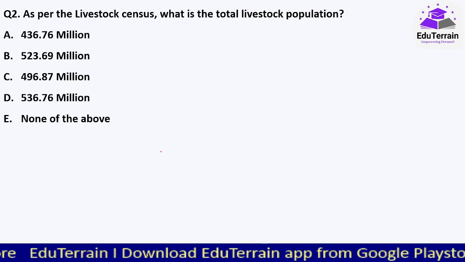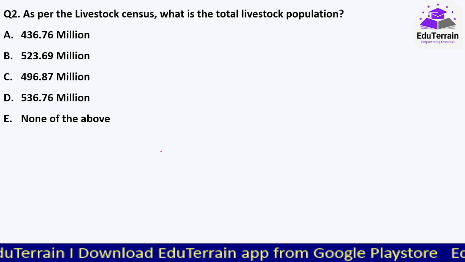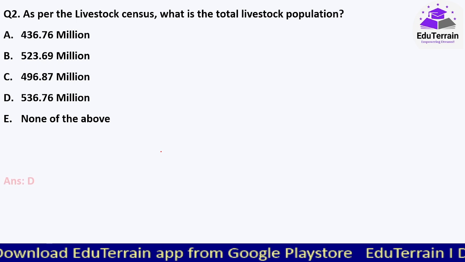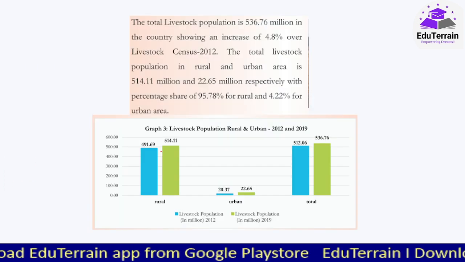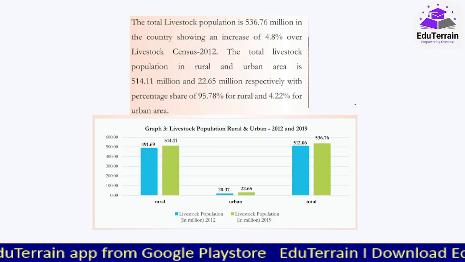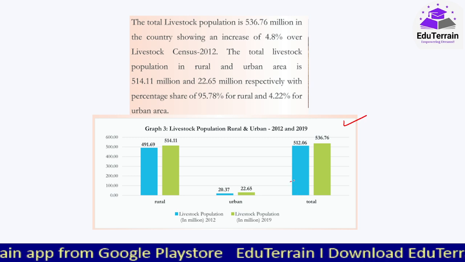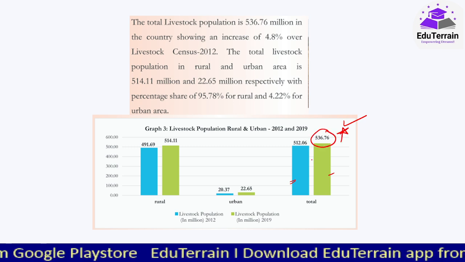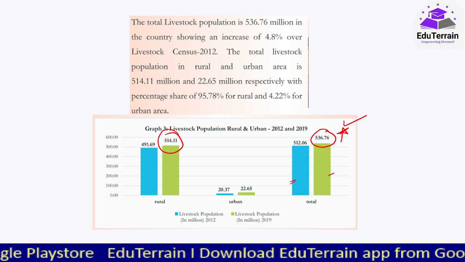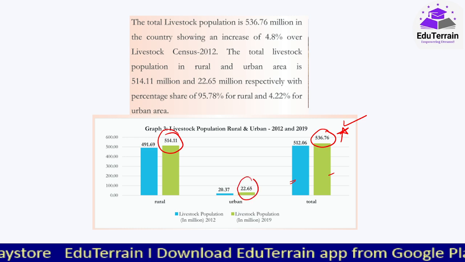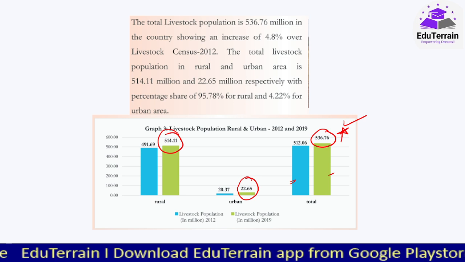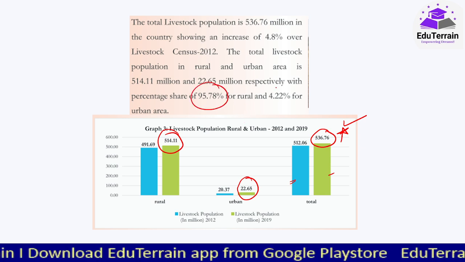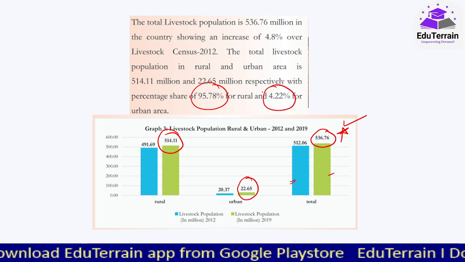Now as per the livestock census, what is the total livestock population? If you look at this census, the total livestock population is 536.76 million in total. This is of 2012 and this is of 2019. This is of our importance. And rural has the highest, 514.11, and the rest, 22.65, is from urban. And the share: rural has a 95.78% share and urban has 4.22%.